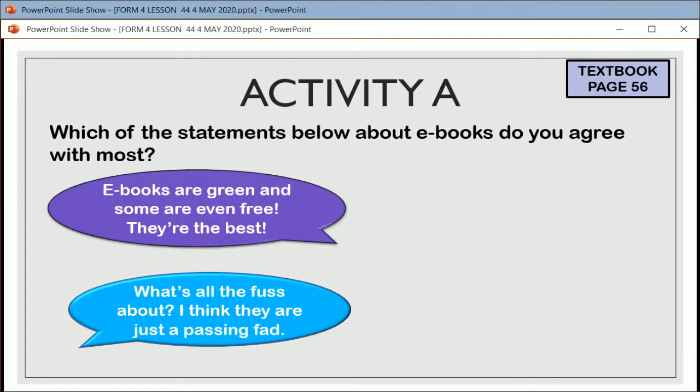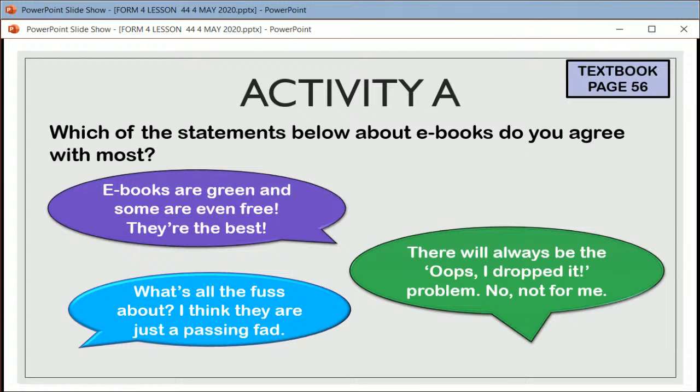The second one, right? The third one, there will always be the oops, I dropped it problem. No, not for me. That means people drop their ebooks because ebooks are digitalized, like a small tab, right? And at one time they wanted to do all the textbooks digitalized. It's not cheap, but learners like you all will tend to drop it, get it wet in the rain and all that. So there is a problem. Okay.